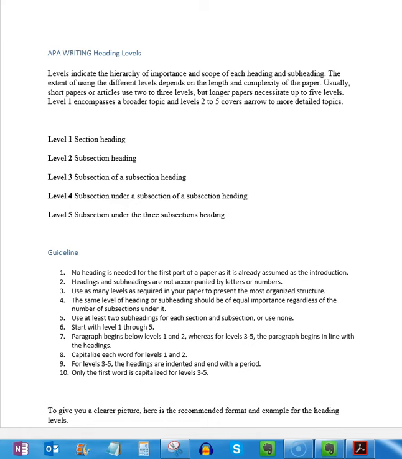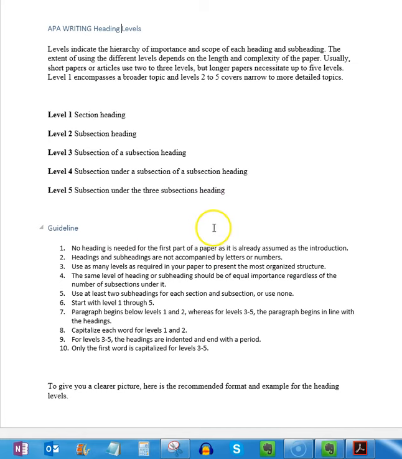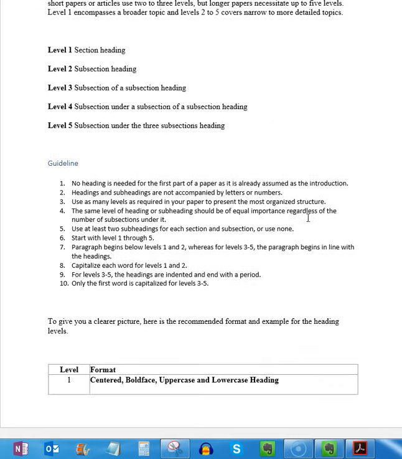So here's some guidelines for you. Level 1 is a section heading. Level 2 is a subsection heading. Level 3 is a subsection of a subsection heading. Level 4 is a subsection under the subsection and subsection heading, and level 5 is a subsection under the 3 subsections of heading. I'll give you some examples about that if that's confusing you.